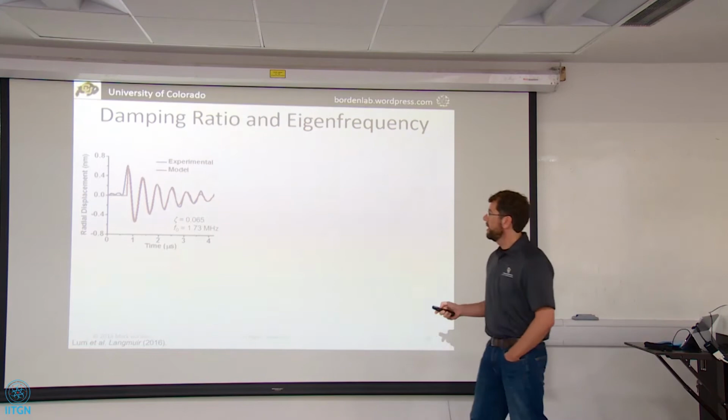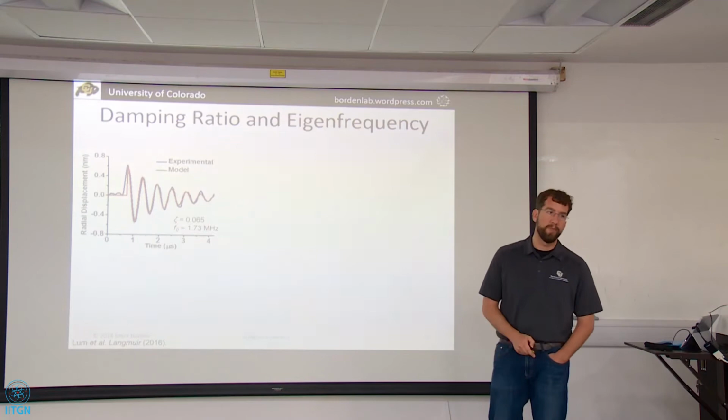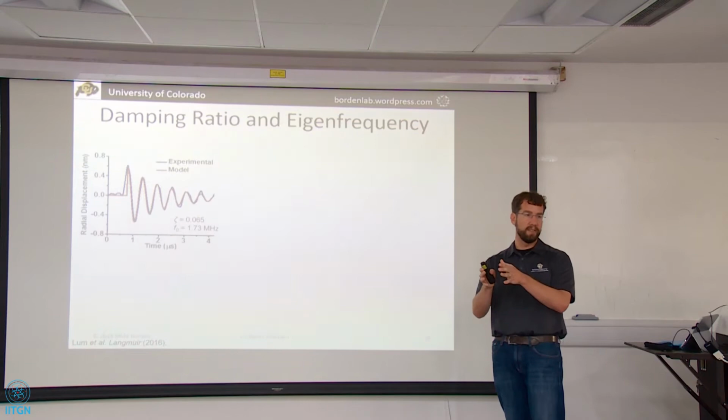And so this bubble in particular was modeled with this: the raw data is in blue, the model is in red, and the fitting parameters are right here. This is the damping ratio, 0.065. This is the eigenfrequency or the resonant frequency, 1.73 megahertz. Now, I should point out that that frequency range is right smack dab where clinical scanners operate. You're getting resonant at clinical scanners.